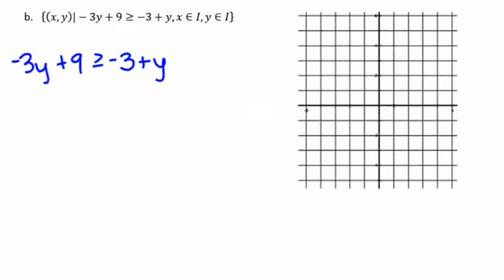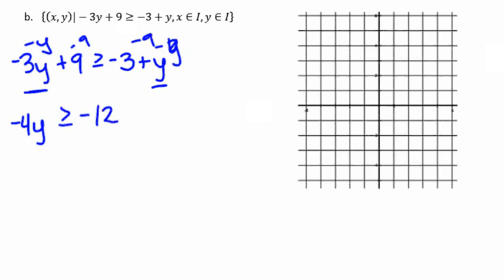So let's get this into the form with y by itself on one side. I have a y on this side and this side, so let's bring those together. Subtract y from both sides. I have a negative 4y, and subtract a 9 onto this side, is greater than or equal to negative 12. I'm dividing by a negative, so I need to switch my inequality sign. So y is less than or equal to 3.